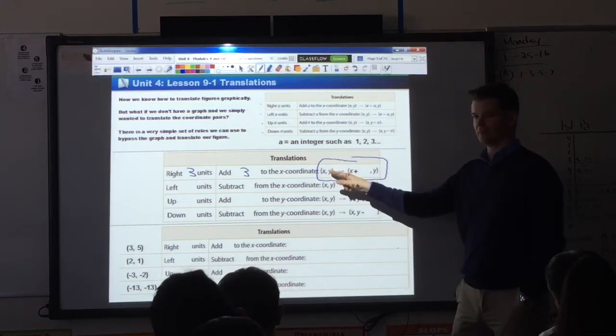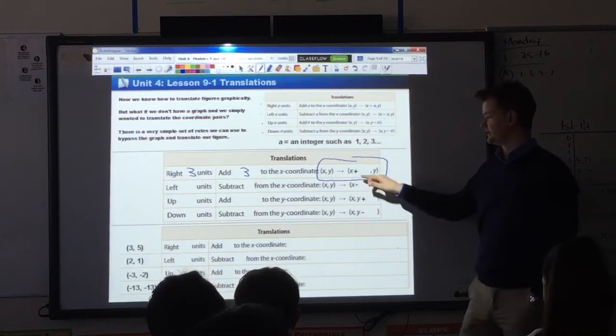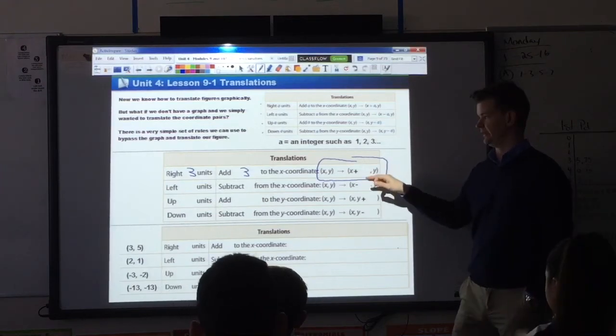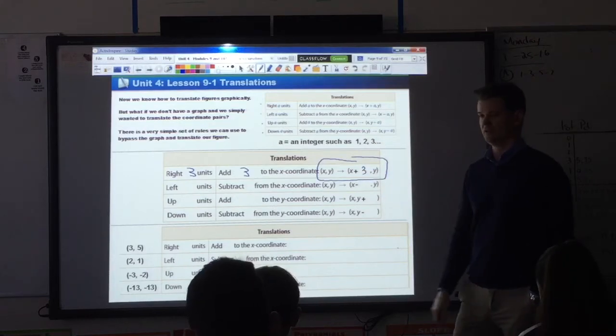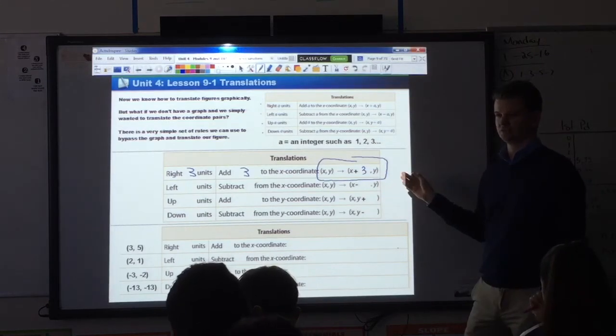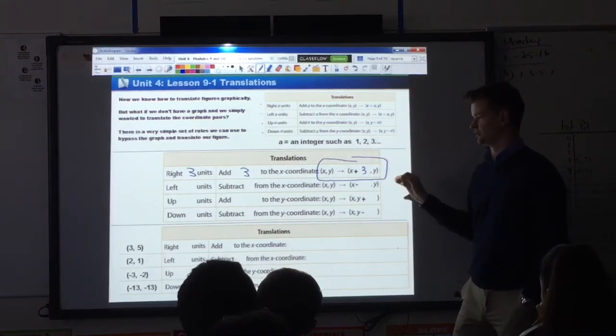It's always going to be x comma y, then an arrow, and then you notate what is happening to the specific coordinate. Since I went right 3 spots, that means I'm adding 3 to the x. Does the y change? No. I'm only moving right 3. The y does not change in that circumstance.